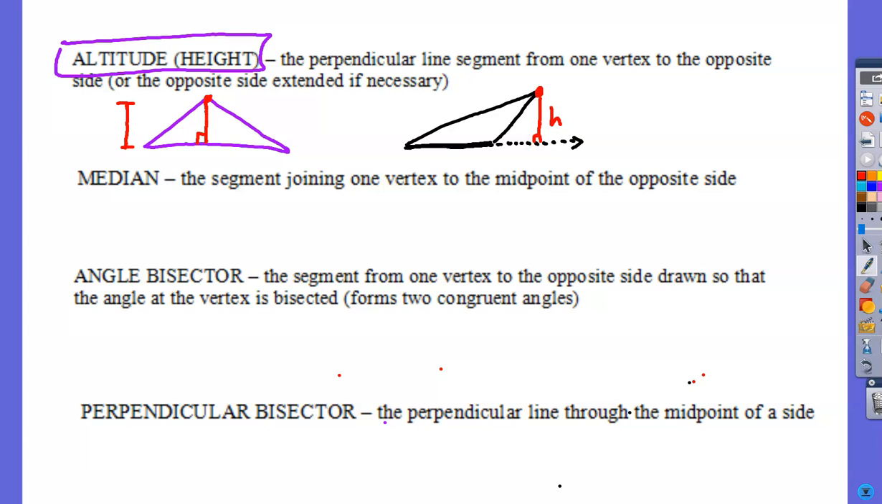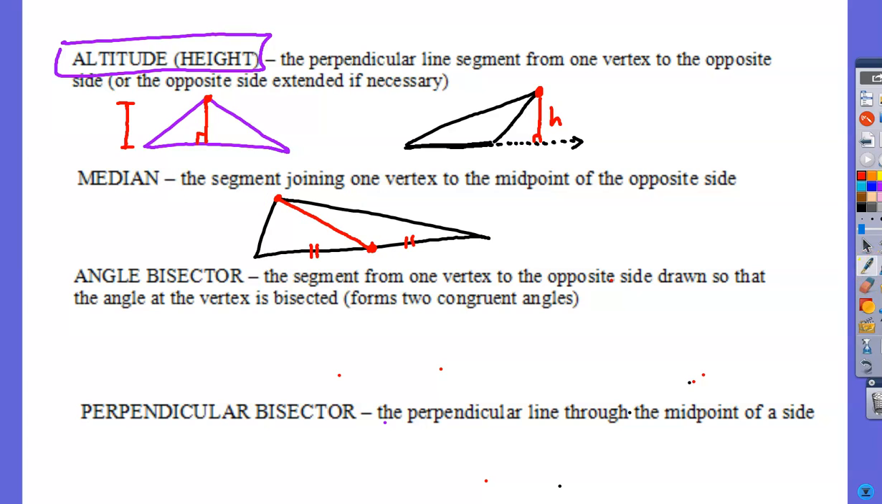Okay, a median connects vertex to midpoint of the opposite side. So if I'm doing a median, then I would know that it goes from vertex and then it's going to hit that perfect midpoint. So a lot of times in geometry, you'll see it labeled so that you know it's the midpoint. That's a median. So when I say something's a median, you're going to need to know that that goes from the vertex to the midpoint of the opposite side.